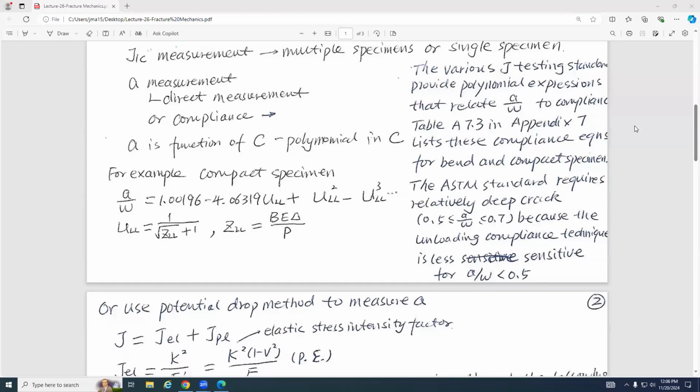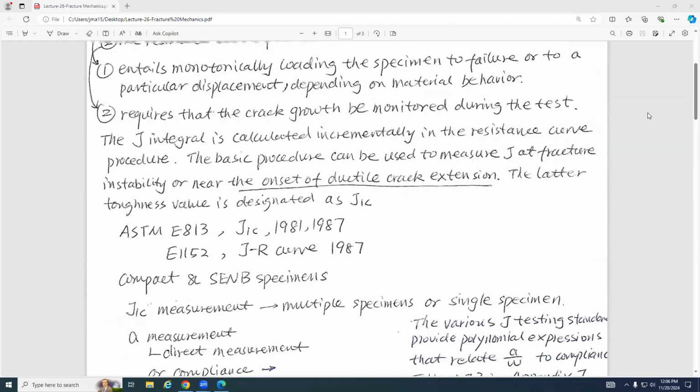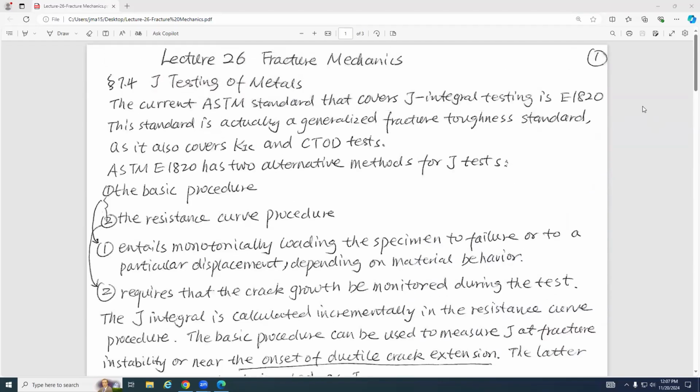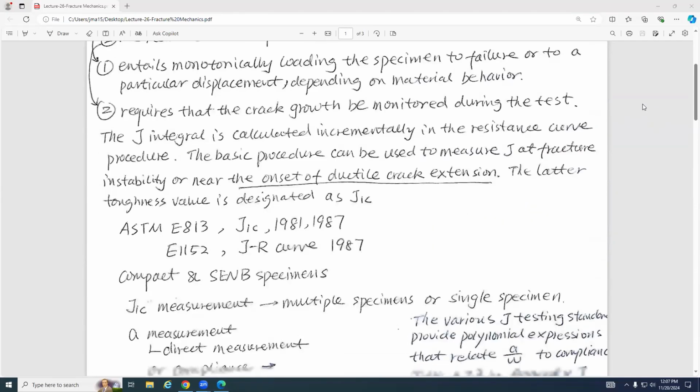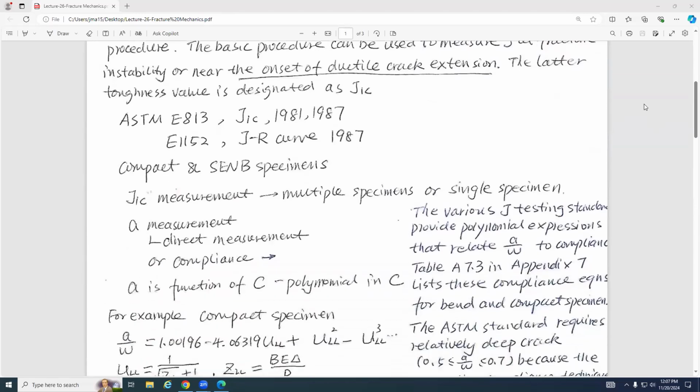So last time we talked about the J testing of metals, and we talked about this is the ASTM protocol E1820, and we also have talked about the GIC and how to calculate the GIC, how to get the GIC, measure the GIC, and we have two methods: direct measurement, or the compliance.